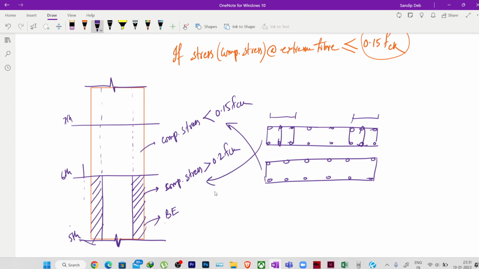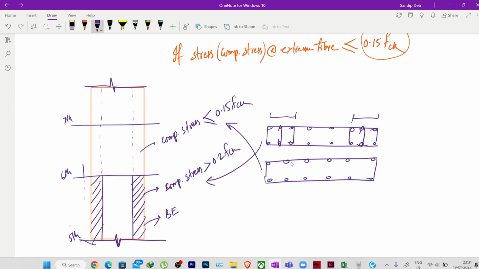I hope you got it, that you can discontinue the boundary element when the stresses of the extreme fibers, and remember, compressive stresses, get reduced to less than or equal to 0.15 FCK. Then you can discontinue the boundary element. But in general practice we do not discontinue the boundary element.